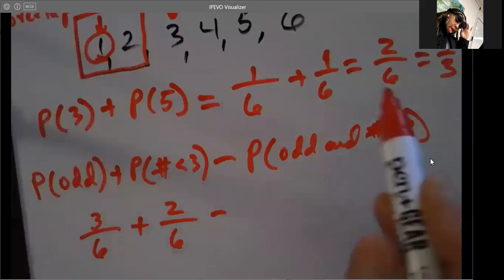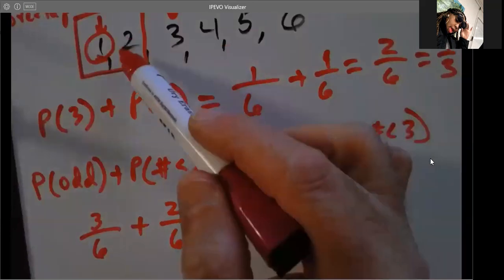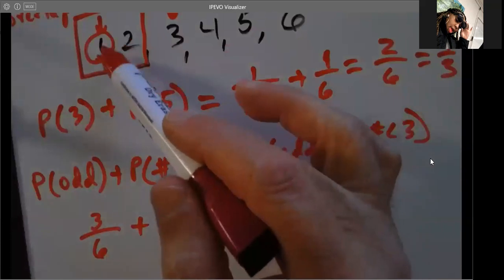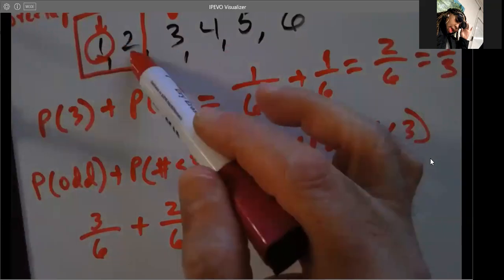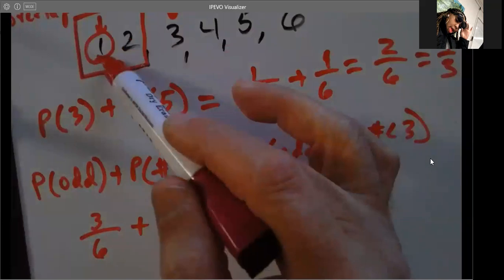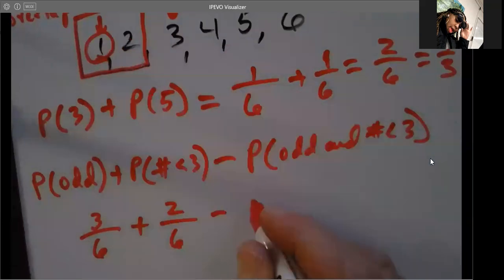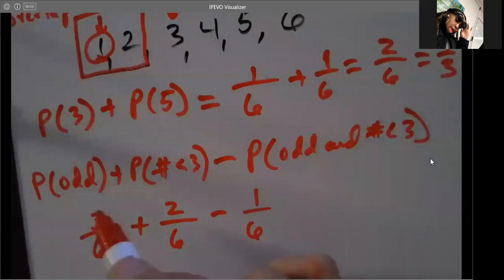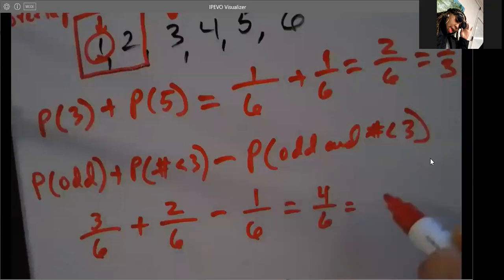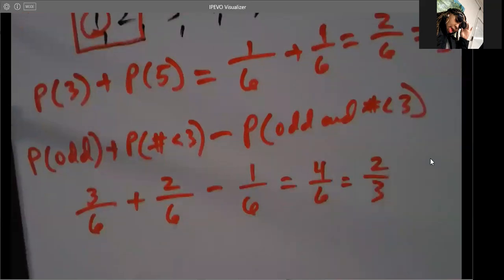Well, how many numbers are odd and less than 3? Just 1, right? Well, 2's not odd. 2's less than 3, but it's not odd. But 1 is odd and it's less than 3. So it's just 1. So that's 5 minus 1 is 4 over 6 or 2 over 3. Okay? All right.